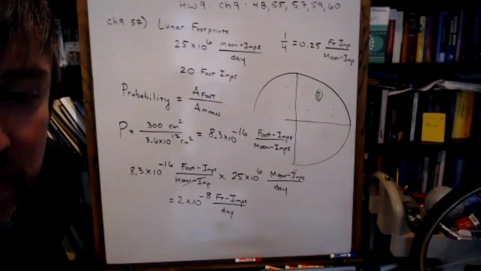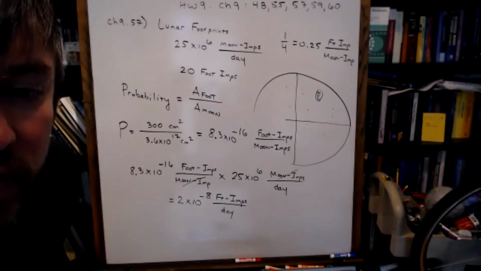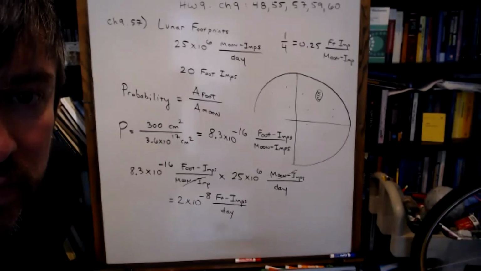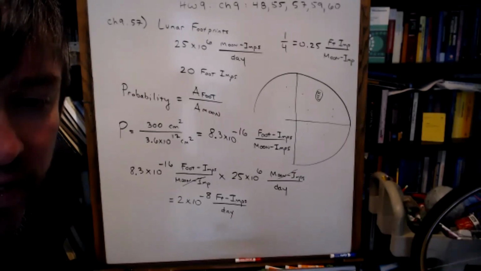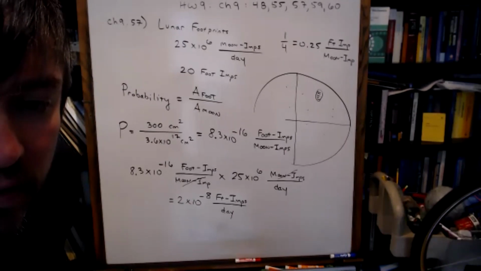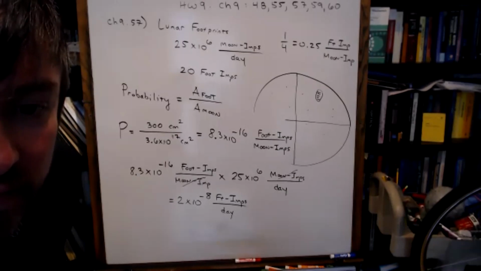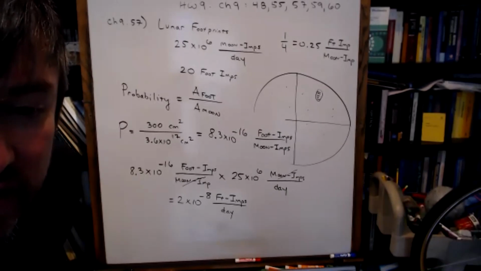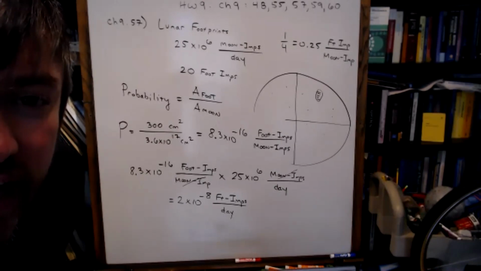Would you do 1 over 25 times 10 to the 6? That will give you days per moon impact. Okay, so you want to do... You were almost there. You picked the wrong man out of the lineup there. So 1 over 8.3? Oh, geez. No. What was I trying to get again?